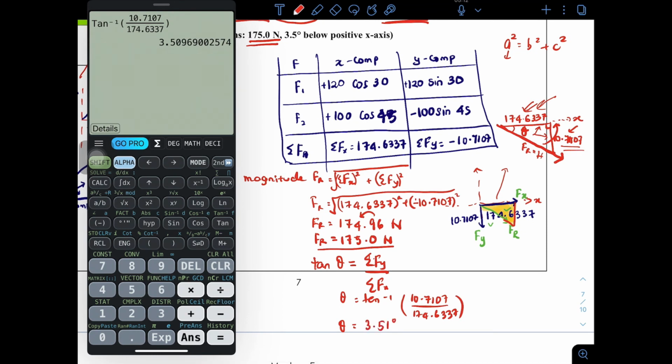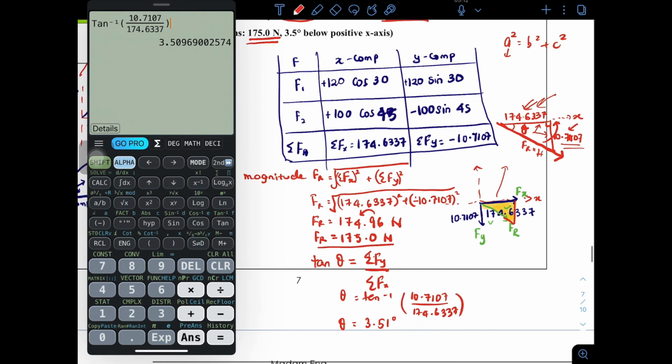But you have to explain the direction, so let's put it over here. The direction for the resultant force is 3.51 degrees below the positive x-axis, because your resultant force is over here, in this quadrant, below the positive x-axis.